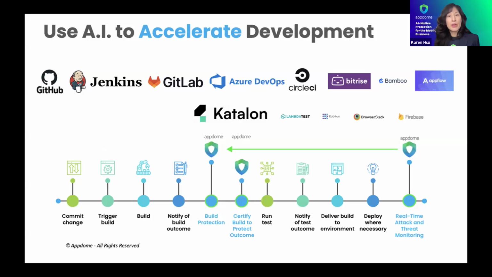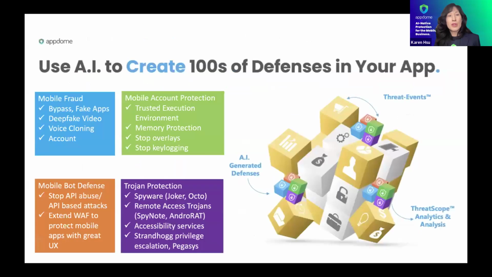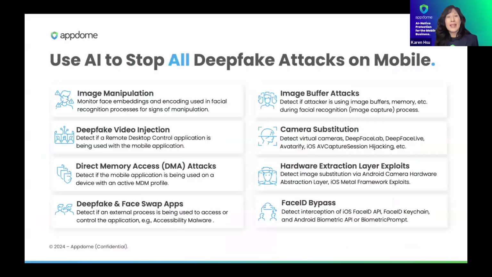And that means every part of this process here, starting with being able to use AI to create hundreds of defenses in your app. So that means stopping AI API abuse and API-based attacks, being able to extend your WAF to protect from mobile threats and attacks, protect your mobile endpoints, and ensure a greater user experience, like we just talked about before. But it also means using AI to stop all deepfake attacks on mobile. So stop image manipulation, prevent deepfake video injection, prevent Face ID bypass and deepfake and face swaps, prevent camera app substitution.